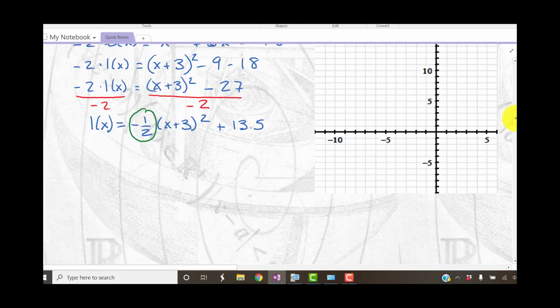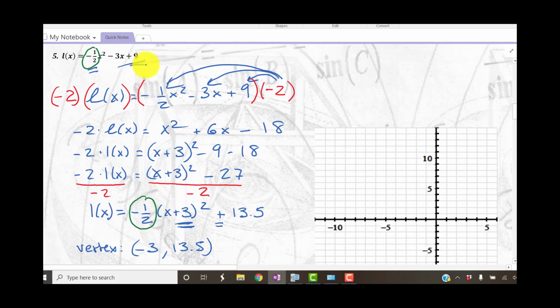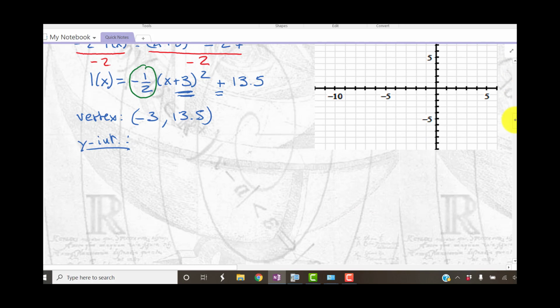So now let's extract the information out of this form. So my vertex is negative 3, 13.5, right? You switch the sign of the x, but you keep the sign on the y, right? Do I have any x-intercept? Let me start with the y-intercept here for a change. Y-intercept is, I don't know, or let's see, it's 9, right? So 0, 9.